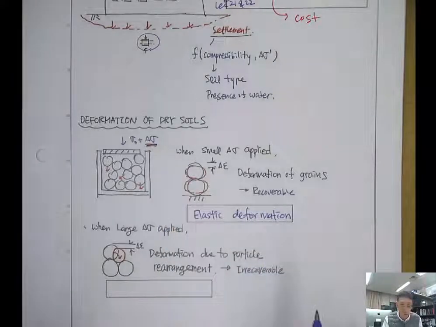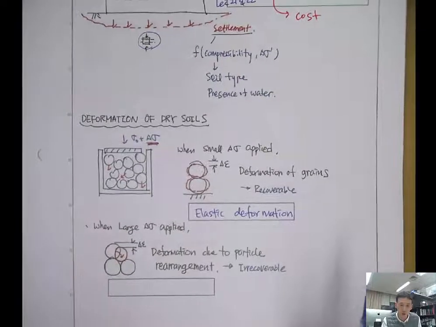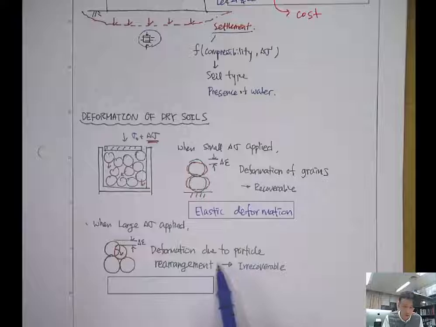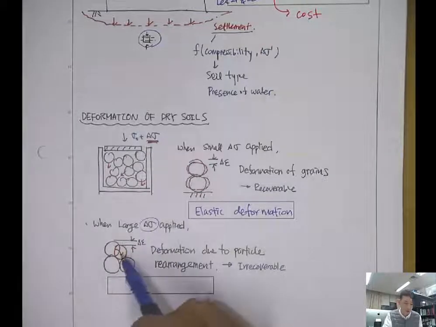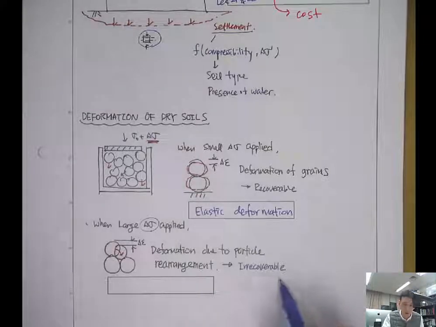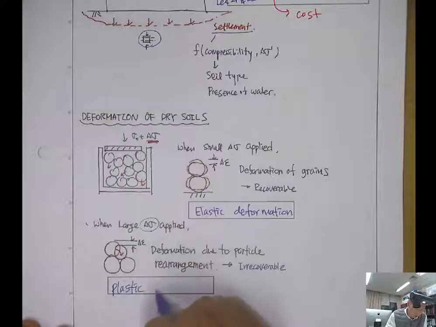And when delta sigma exceeds some threshold, so that you're applying now a large delta sigma, then particles will rearrange to cope with the given stress. So deformation will occur in association with the particle rearrangement. And when you remove this delta sigma, will these particles go back to the original position? It will be unlikely, right? So it's called irrecoverable deformation. And we know this term, plastic.